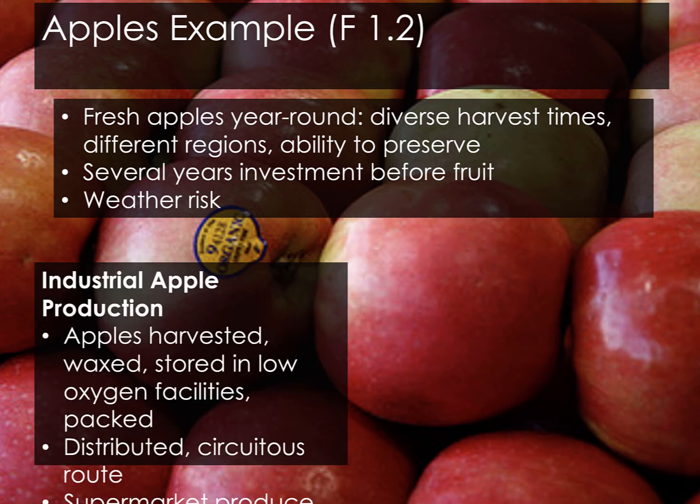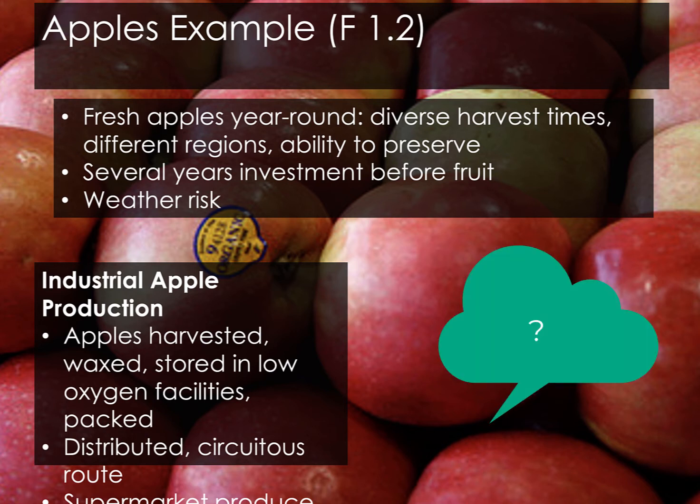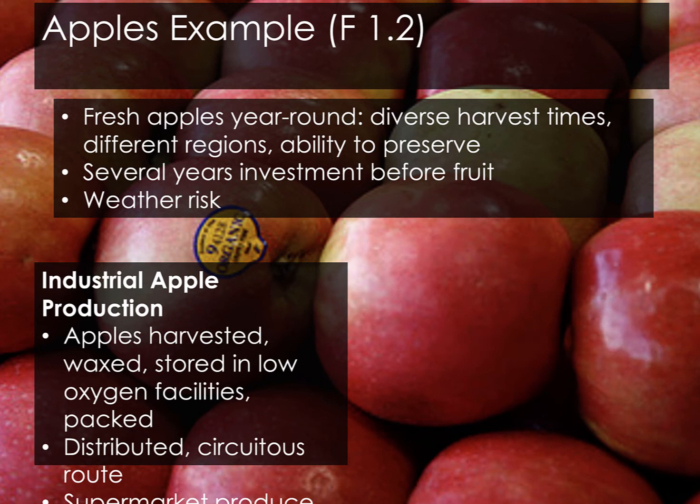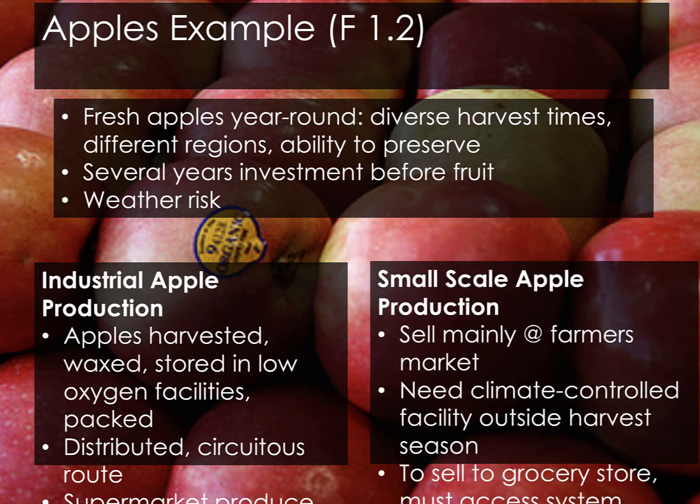And then they talk a little bit about the industrial apple, how they're harvested, waxed, they're stored in facilities with low oxygen, which then they can really keep them for half a year. And some of these facilities are as big as the METC main building, and they're just full of apples. And then they just distribute them. So, I mean, if your apple has been stored for a year, is it really a fresh apple? I don't know. I don't think about that.